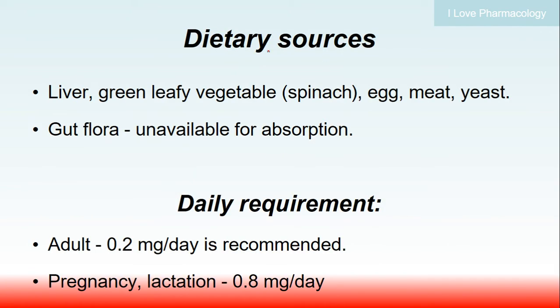So what are the dietary sources of folic acid? Liver, green leafy vegetables, especially spinach, egg, meat and yeast, and even the gut flora can produce folic acid, but it is not available for absorption. So what is the daily dietary requirement? An adult requires around 0.2 milligram per day, and pregnancy and lactation require more, that is 0.8 milligram per day.